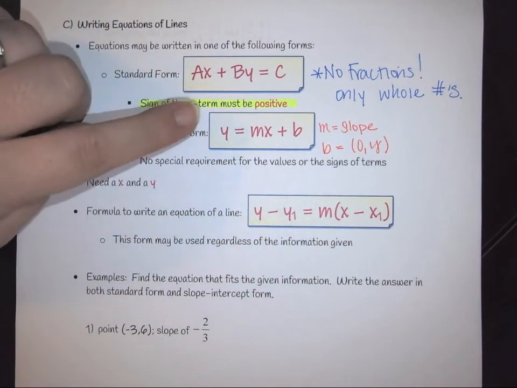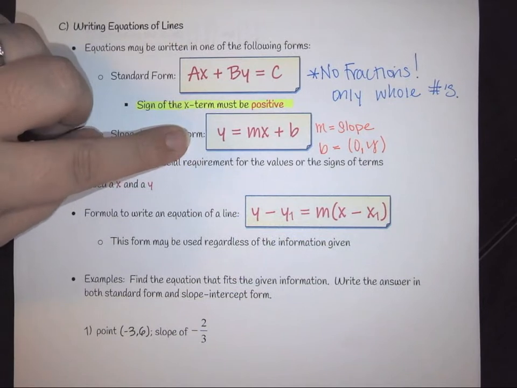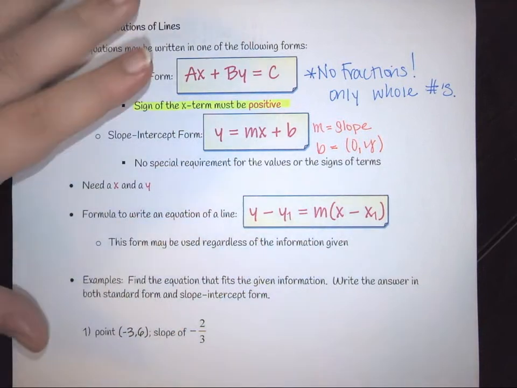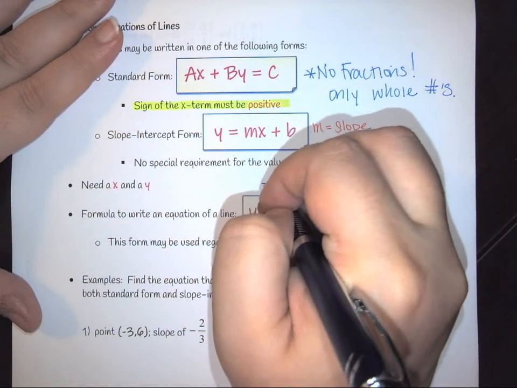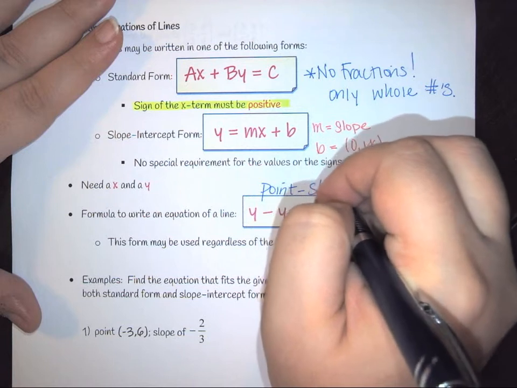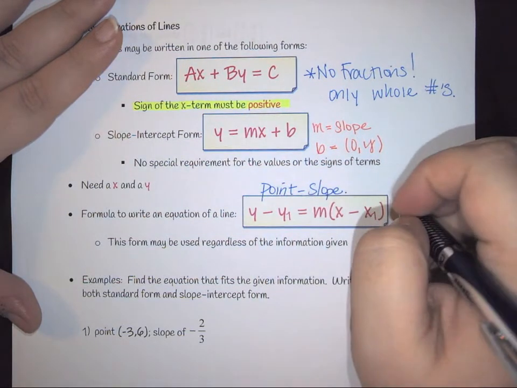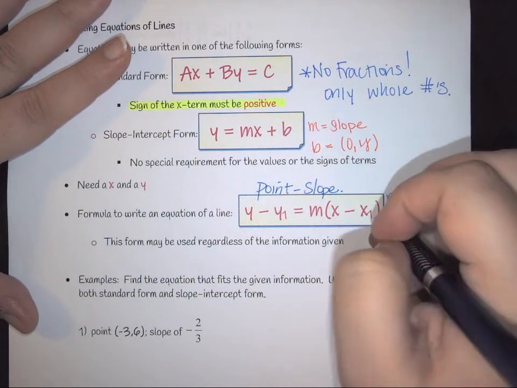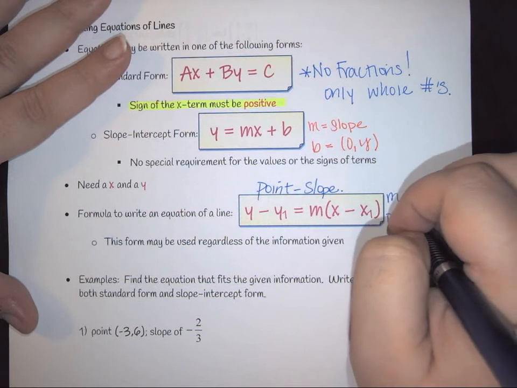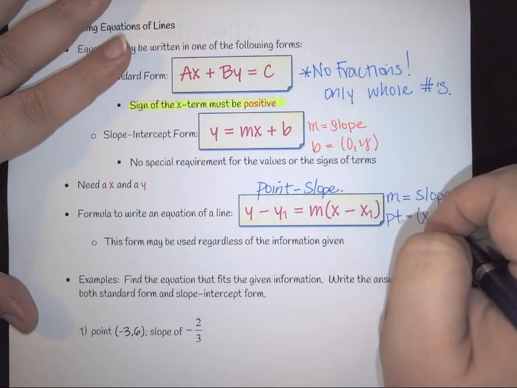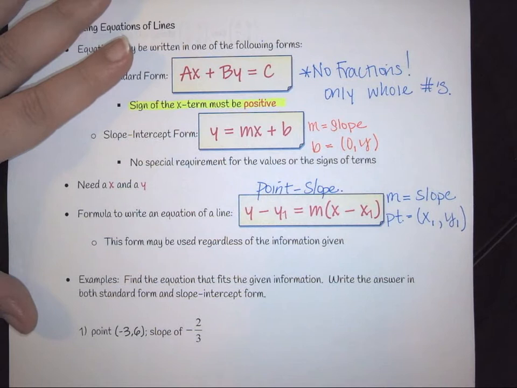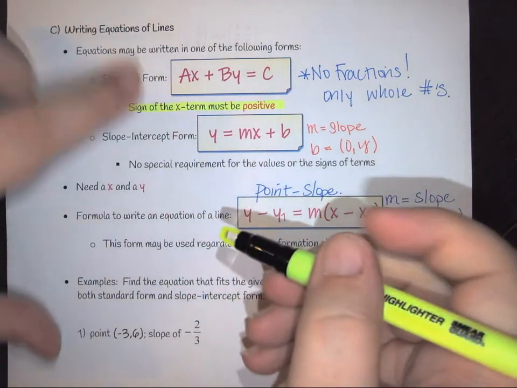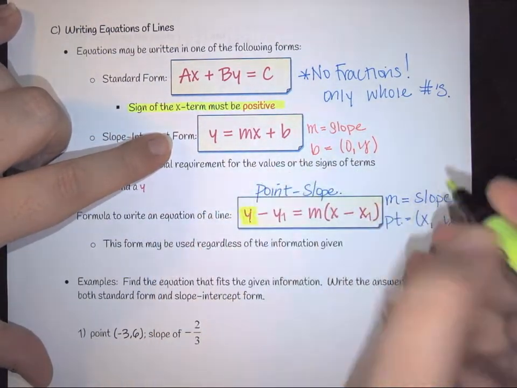Now, in order to even get either one of these two formulas, we have to have a place to start. And that place to start is this formula here. This formula is known as point slope. The reason for that is because, again, your m is going to be your slope, and your point comes from x1, y1. Now, that being said, we have this y here and this x.